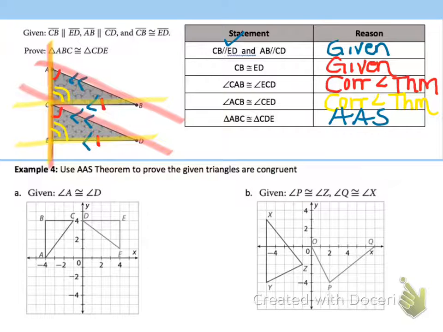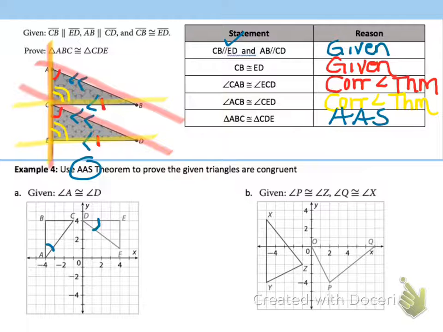This time we've got some figures graphed, and they want us to use the angle side theorem to prove the given angles are congruent. They give us in A that angles A and D are congruent. So this looks to me like some sort of rotation, this figure in the coordinate plane. They didn't really ask us to tell what that was, but I'm trying to use angle side, right? So I have one pair of angles, I need another pair of angles.